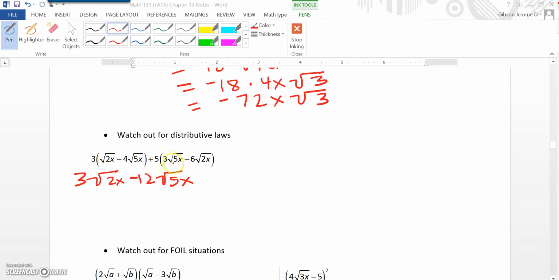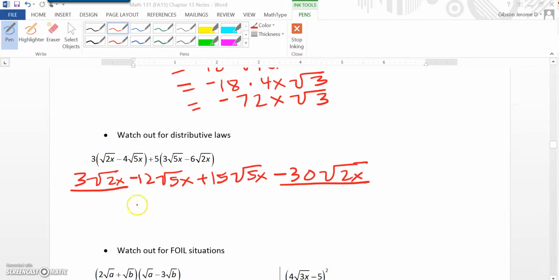Now we have this positive 5 times both of these terms here. So that would give us a positive 15 square root of 5x, because 5 times 3 is 15, and we bring down our square root 5x. Positive 5 times the negative 6 times the square root of 2 will give us a negative 30 square root of 2x. Now we combine the like terms. We have 3 times the square root of 2x minus 30 times the square root of 2x, which will give us a negative 27 square root of 2x.